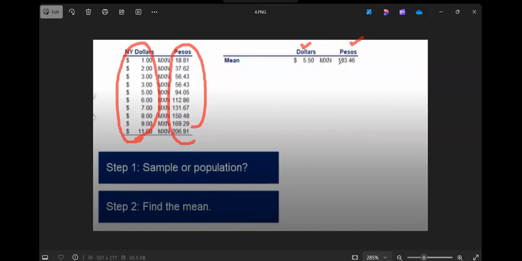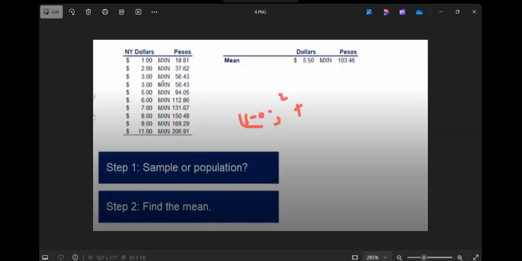Population variance or sample variance? Very good, sample variance. Online team, population variance or sample variance? Sample variance. Now for sample variance, what is the formula? (1 minus 5.50) whole square plus (2 minus 5.50) whole square plus (3 minus 5.50) whole square plus (9 minus 5.50) whole square plus (11 minus 5.50) and so on, divided by 10 minus 1. Can I get population variance? I'm sorry, sample variance. So let's go here and try.